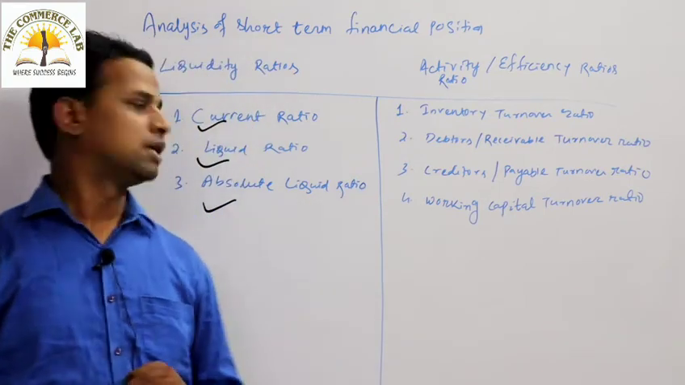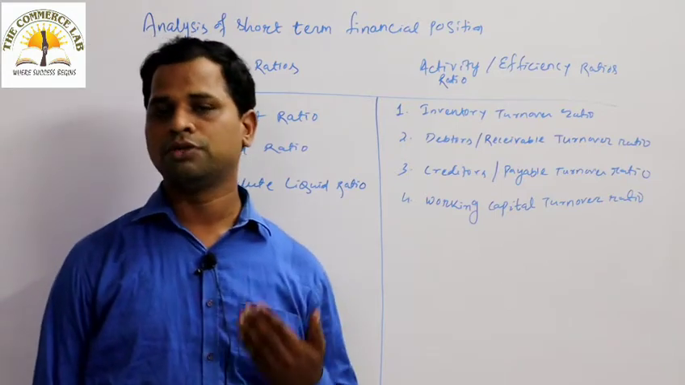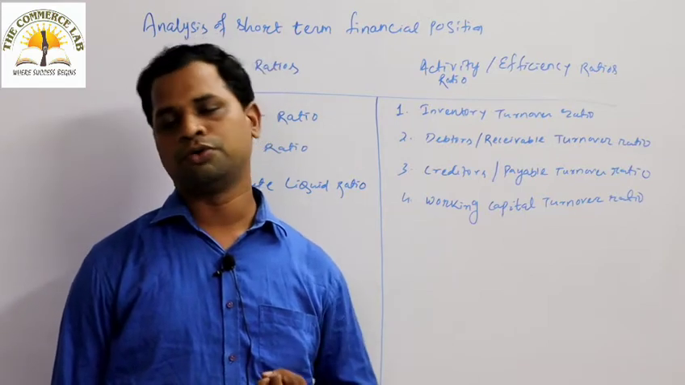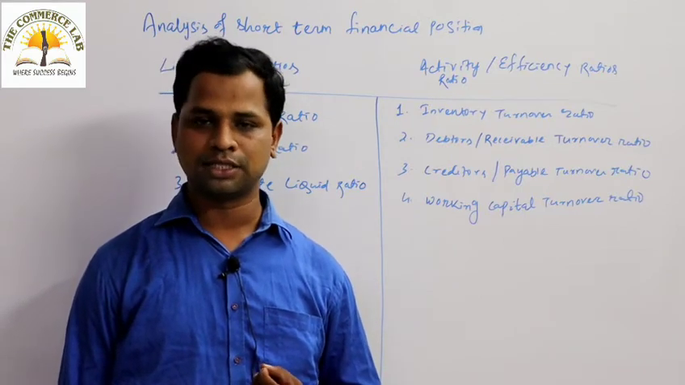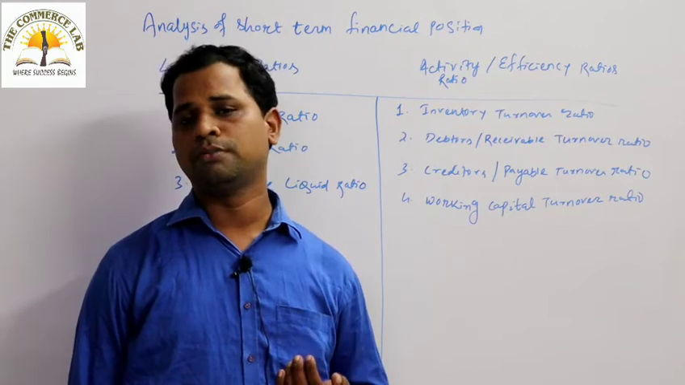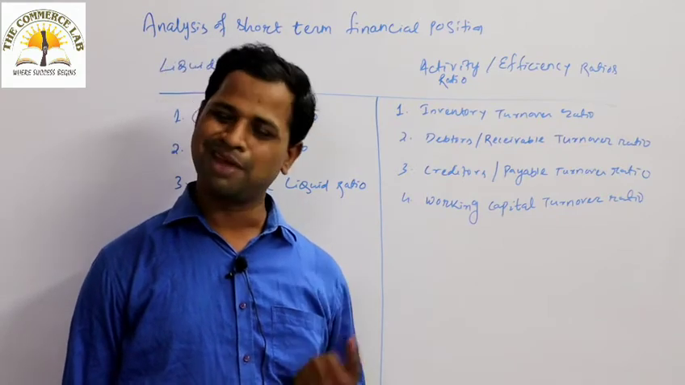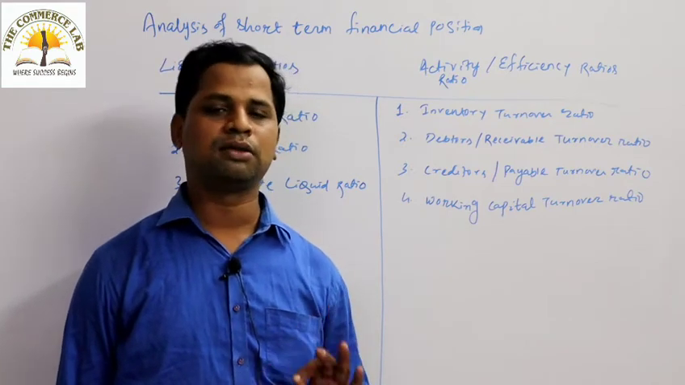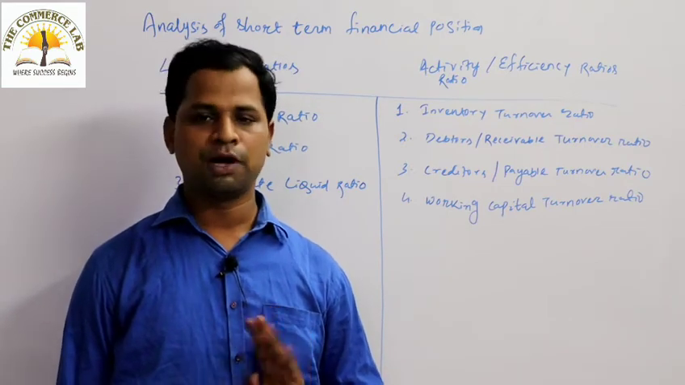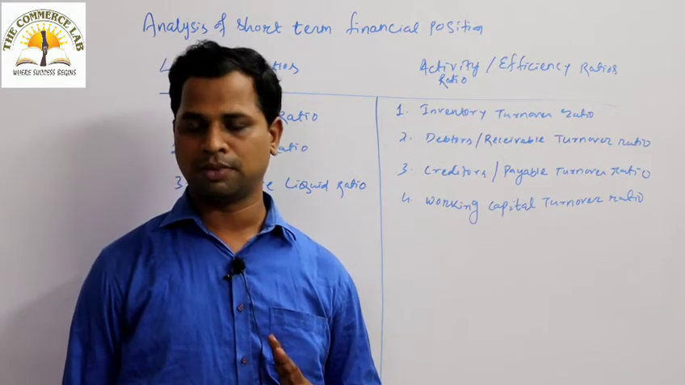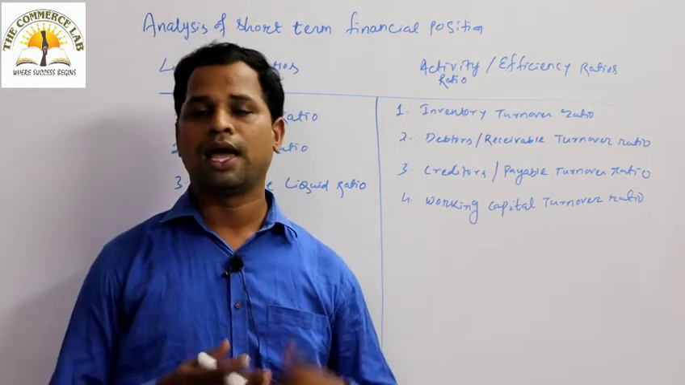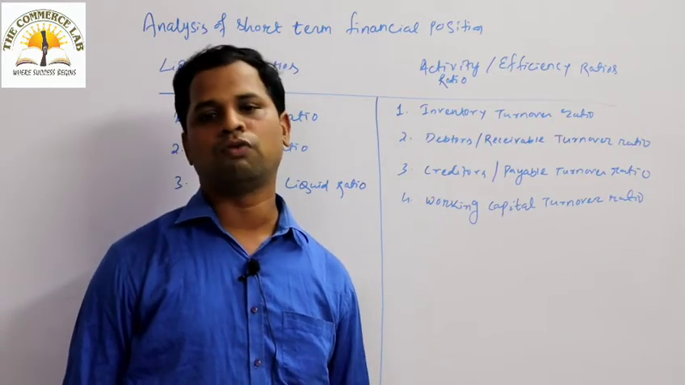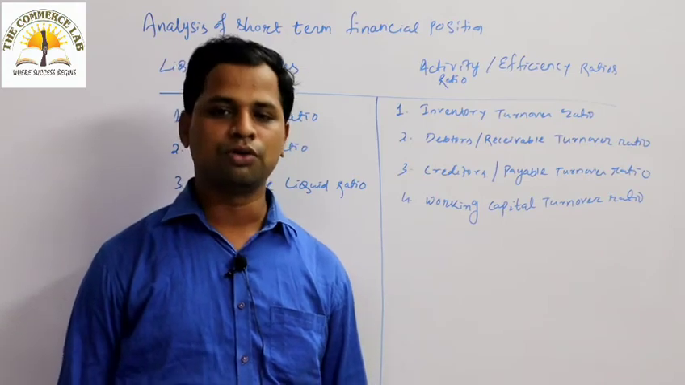Thereafter, absolute liquid ratio. Under absolute liquid ratio we have to calculate it with the formula absolute liquid asset by current liability. Absolute liquid asset means what? It is cash and bank balance, cash in hand and cash at bank, and the short term investment which comes under the absolute liquid asset. Apart from these items, cash in hand and cash at bank, as well as short term investment, no other items should be taken into account while considering the absolute liquid asset.